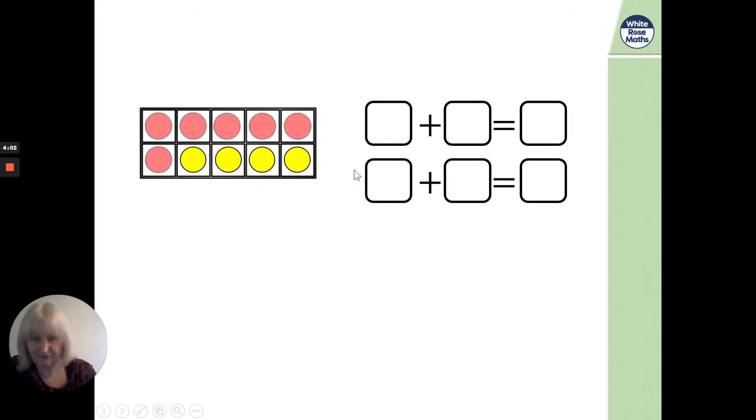Okay, here's a 10 frame. I can see 6 red counters and 4 yellow counters, can you? And I know that that 10 frame is complete, it's full, and I know that 6 add 4 is 10. What I could do is switch those numbers around, so I could start with the 4 yellow and then add my 6, and I'd still have 10.